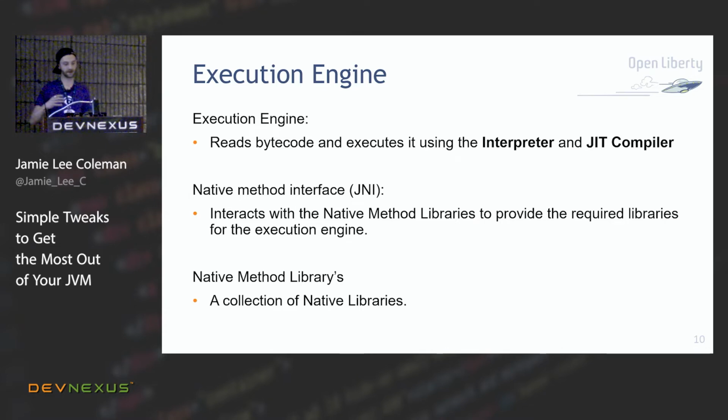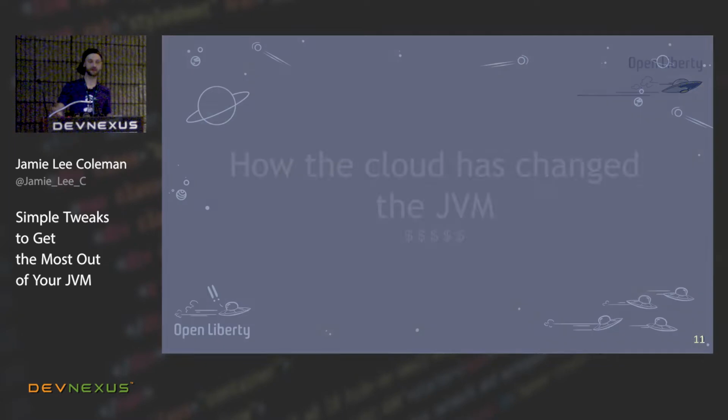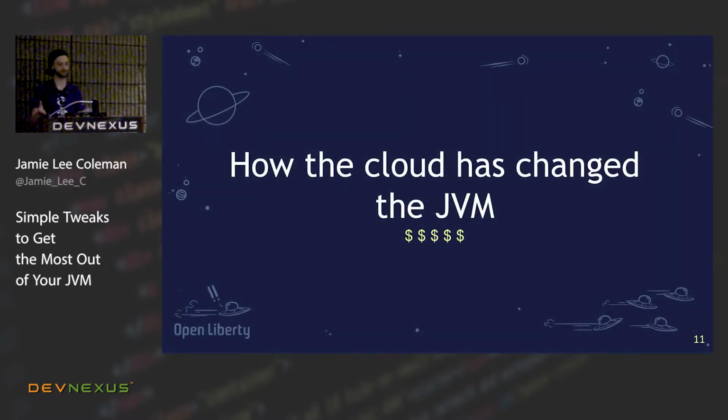So you have your native method interface, the JNI. This interacts with your native method libraries. And then you basically just have your native method libraries. So that's a bit of a little overview of the JVM without going into too much detail.